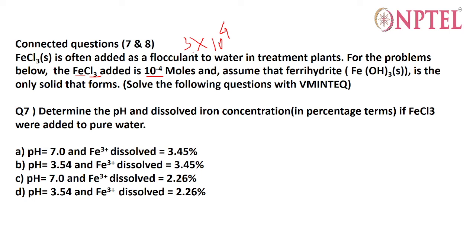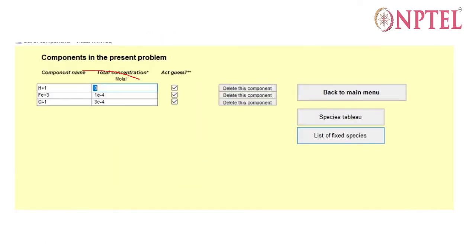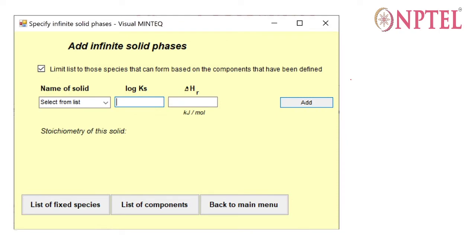So that is the basic result. I'll write here Cl minus 3e minus 4, that is 3 into 10 to the power minus 4, add, and then add this Fe also. Go to view and edit list. You will be able to see this: Fe3 plus is 10 to the power minus 4, Cl minus is 3 into 10 to the power minus 4. Then go back to the main menu.